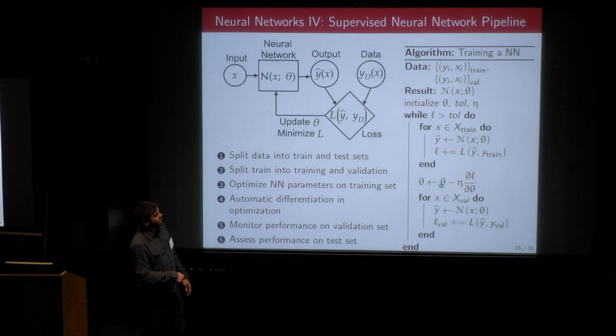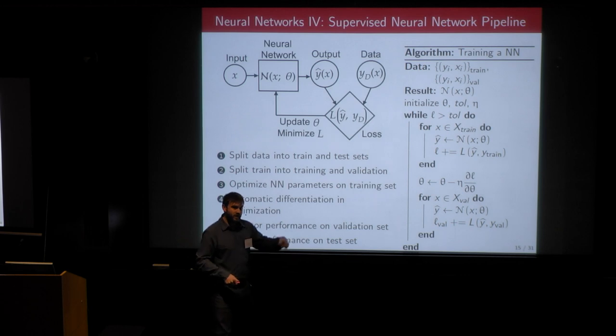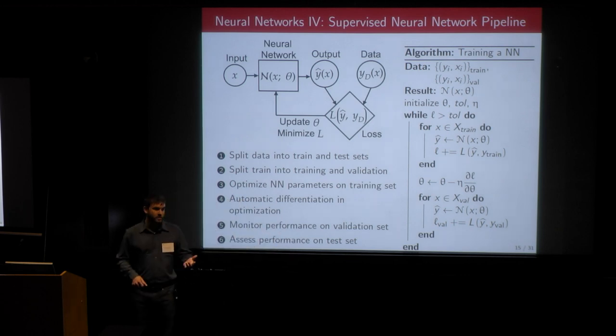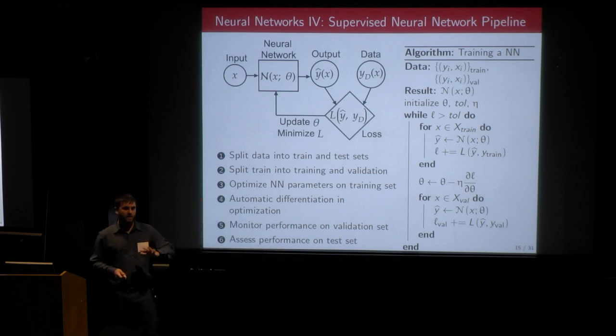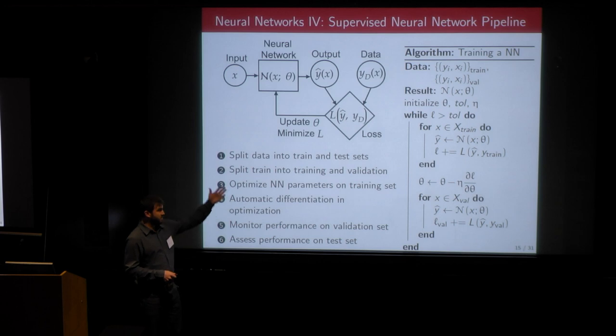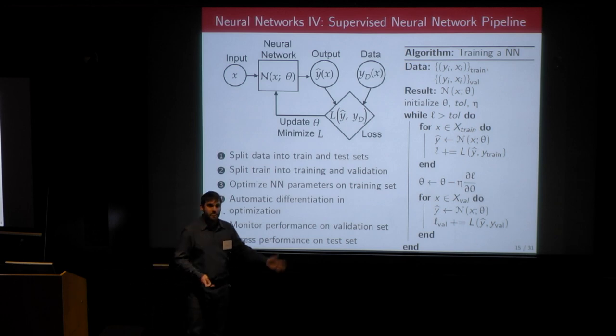You update. You take a step, update the parameters, gradient descent, and do some validation stuff in case you want to do that. And then you move on to the next step. Right? That's more or less all there is to it. There's stochastic gradient descent, and there's all these other kinds of optimization techniques. And it's not easy, but this is the basic idea of how it goes down.